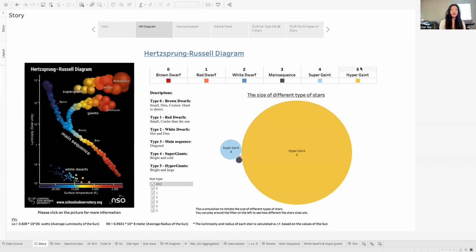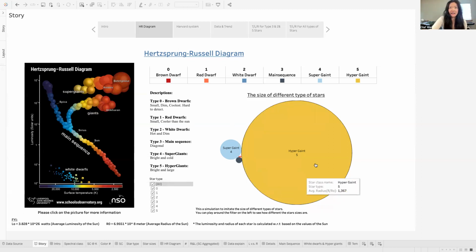Type 0 star, that's brown dwarfs. And then here there are descriptions about different types of stars and their characteristics. So you can see main sequence. They're located diagonally on this graph. And in reality, 90% of our stars, including our sun, are main sequence stars. And then you can read about different types of stars' characteristics here.